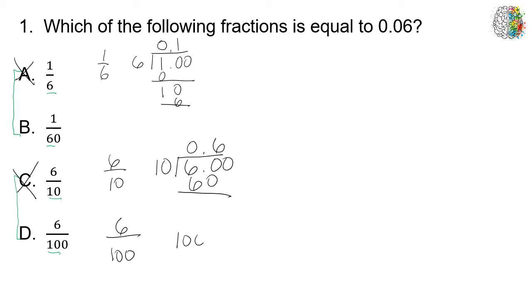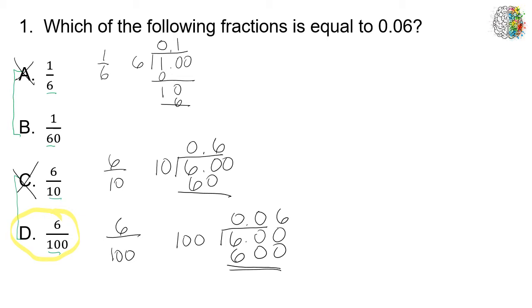So I'm going to put the bottom number on the outside, 6 goes on the top. 100 can't go into 6, so I'm going to add the decimal and some zeros. 100 can't go into 60, so I'm going to put another 0. 100 can go into 600 6 times. And I see that that matches my answer, so that tells me that answer D is going to be the correct answer.